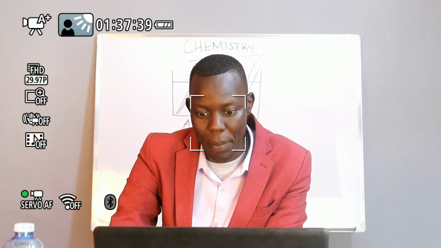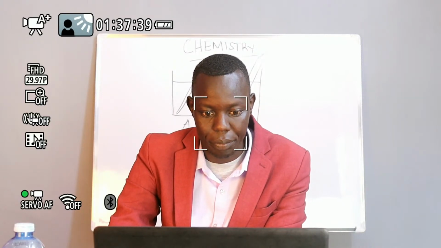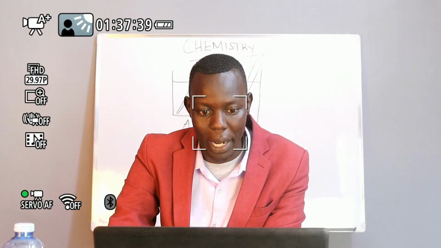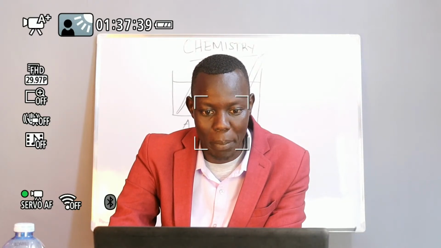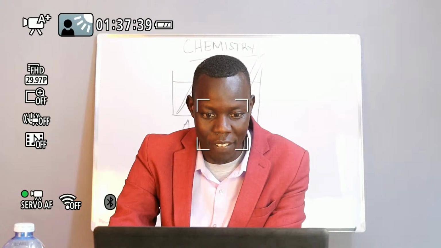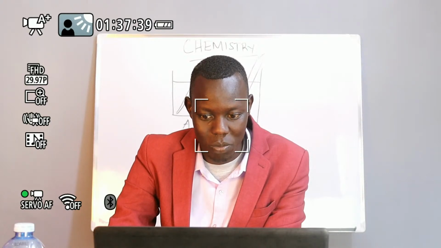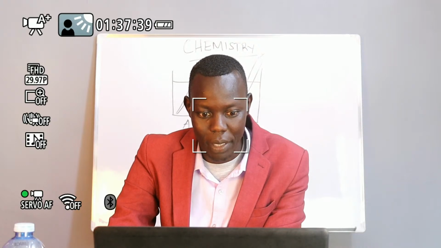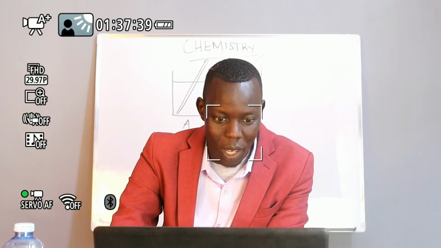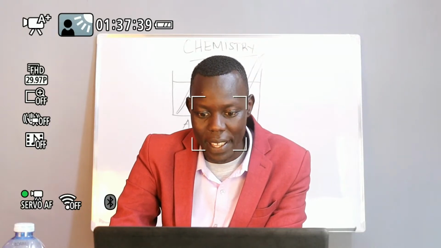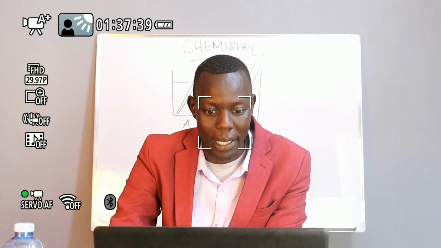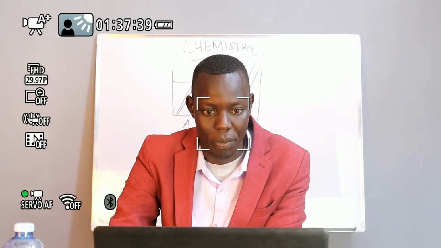You've been given a diagram here of a Bunsen burner. Name the parts labeled A, B, C, E, and F. For those I'm teaching on Google Meet, I'm giving you 1 to 2 minutes. The name of the part.